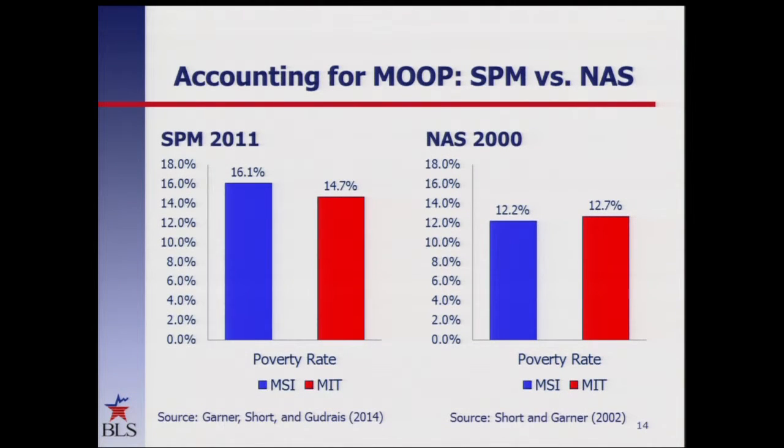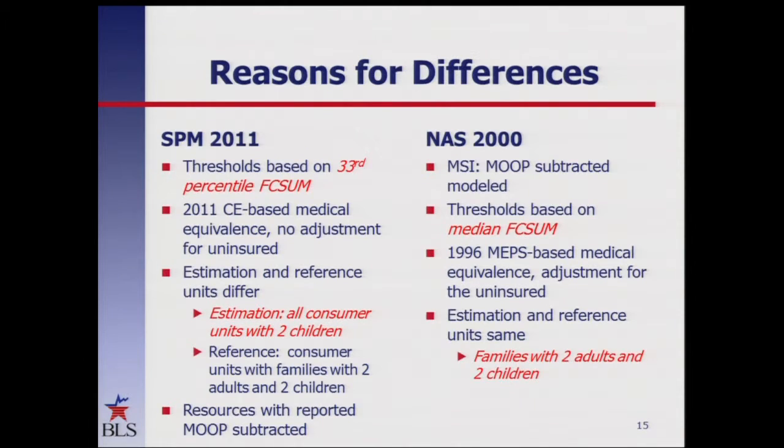We're comparing 2011 results, which I just showed you, with when we did the same thing with the National Academy of Sciences result, and a measure. And we find that it doesn't matter if you subtract or add MOOP when you're using the National Academy of Sciences measure, but it does if you're using the SPM. Now, why is that? Well, number one is percentage in the distribution.